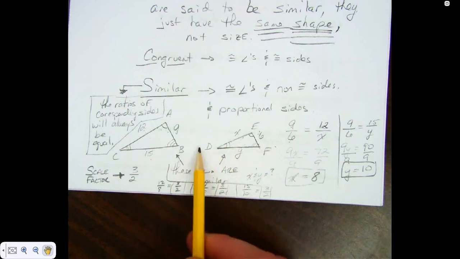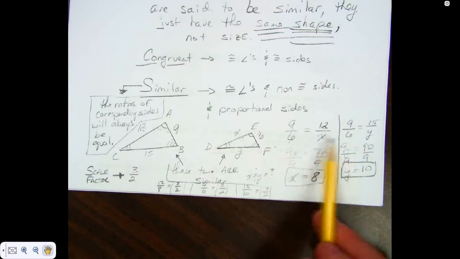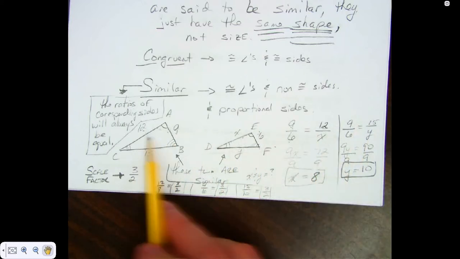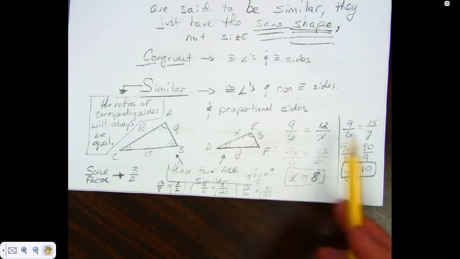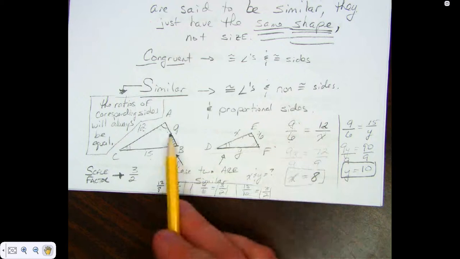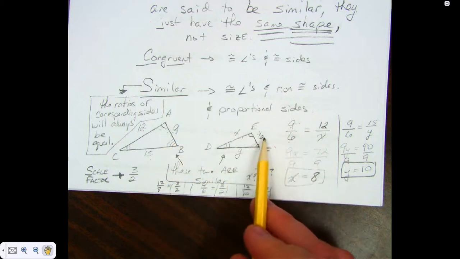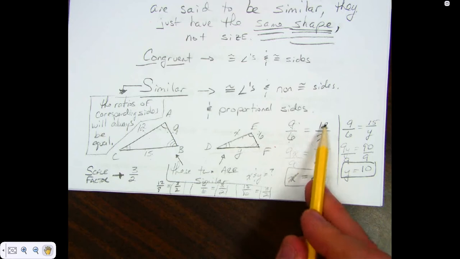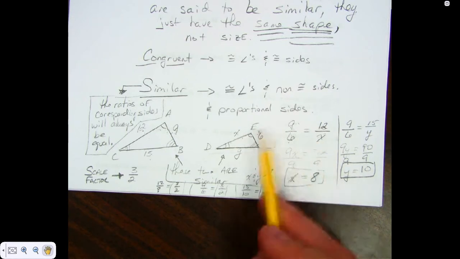The angles will always be the same if they're similar, and the ratios of corresponding sides will always be equal. So basically what you have to do is find a ratio you have. 9 to 6 was our kind of golden ratio here, our ratio that made a scale factor of 3 to 2. Then if you have one of the others, you can make the other one X or Y or Z or whatever, and you can solve them.